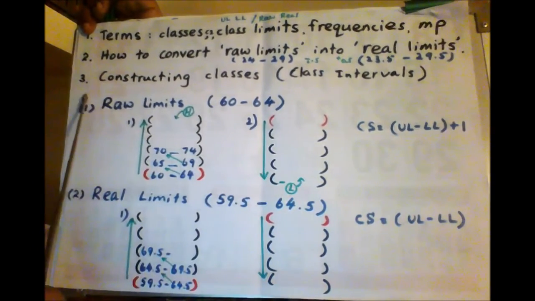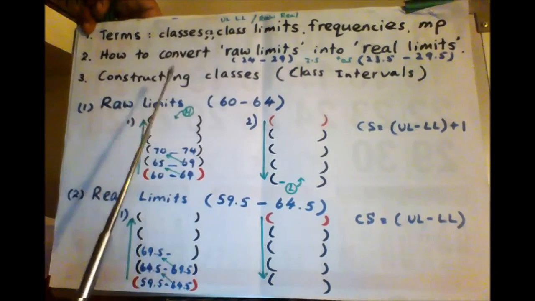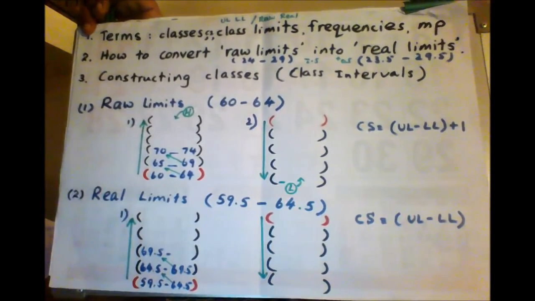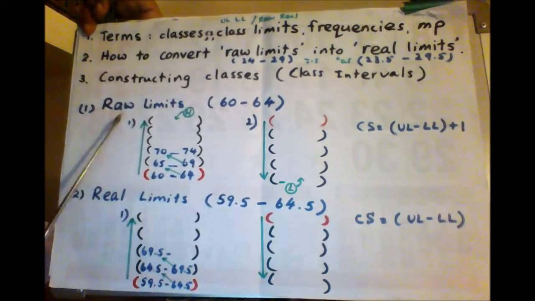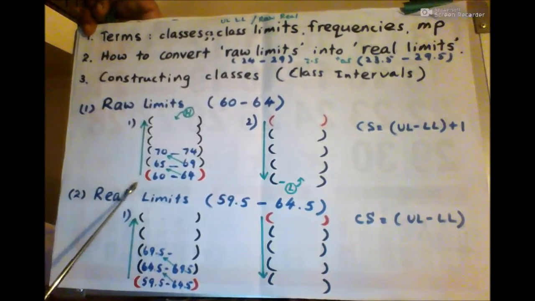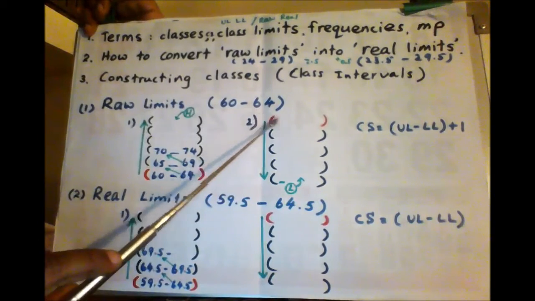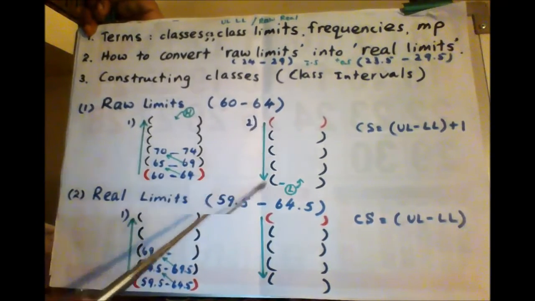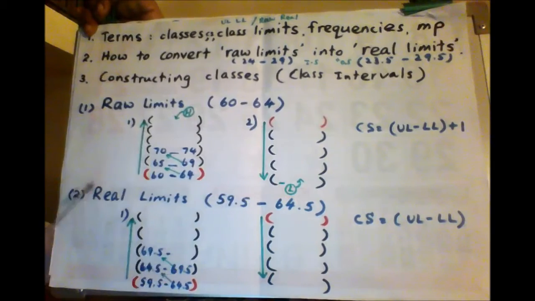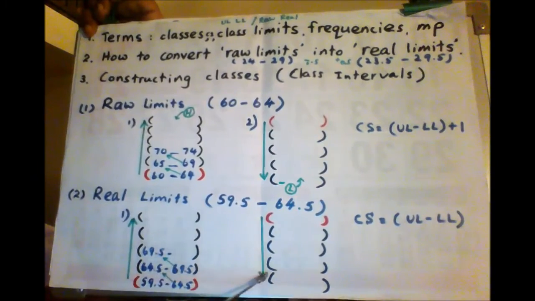Next we learned how to construct the classes or class intervals. Right? There are two methods, two ways. If they have given you the row limits and if they have given you the lowest class, then how to build up the classes. And if they have given you the highest class, how to build down the classes. Similarly, with real limits, how to build up the classes and how to build down the classes.